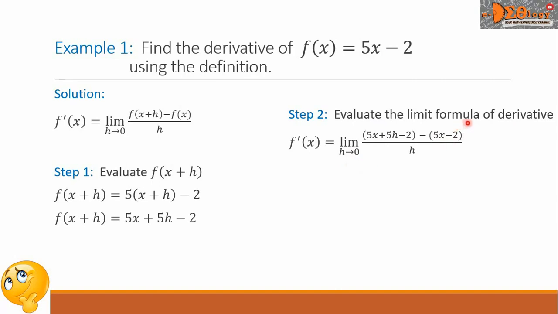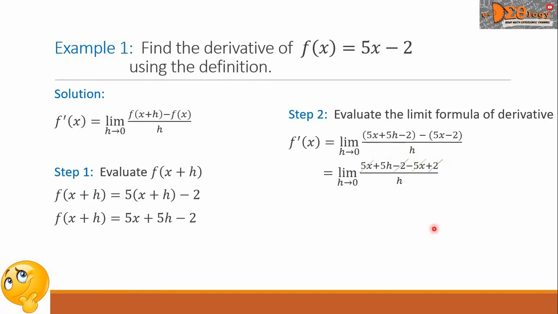Let us simplify by removing the grouping symbol of our numerator. So we have now 5x plus 5h minus 2 minus 5x plus 2. We can see that some terms in our numerator can be simplified or combined together. Look at this 5x. We have negative 5x here, so they zero out each other. The negative 2 and the plus 2 will be 0 also.